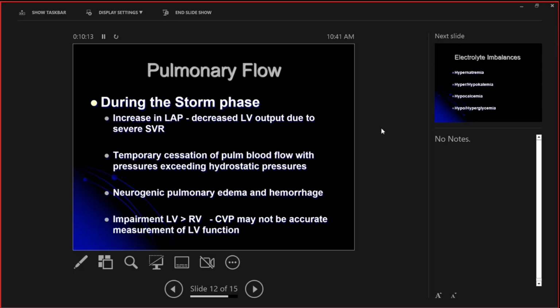And then in terms of pulmonary blood flow, what happens is that when you have the autonomic storm phase, you get a significant increase in your left atrial pressure. So you get vasoconstriction, which causes left ventricular outflow problems, and everything gets backed up. So you back up pressure into the pulmonary veins. And what happens is you have a right ventricle that's functioning properly and a left ventricle that's backed up.